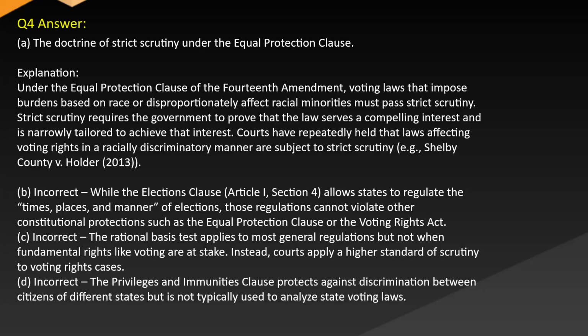B. Incorrect. While the Elections Clause, Article I, Section 4, allows states to regulate the times, places, and manner of elections, those regulations cannot violate other constitutional protections such as the Equal Protection Clause or the Voting Rights Act. C. Incorrect. The rational basis test applies to most general regulations, but not when fundamental rights like voting are at stake. Instead, courts apply a higher standard of scrutiny to voting rights cases. D. Incorrect. The Privileges and Immunities Clause protects against discrimination between citizens of different states, but is not typically used to analyze state voting laws.